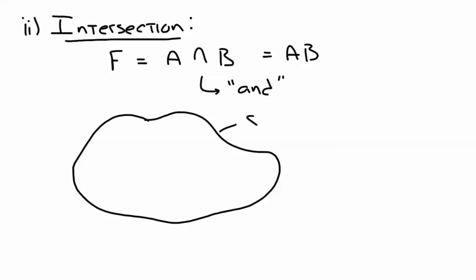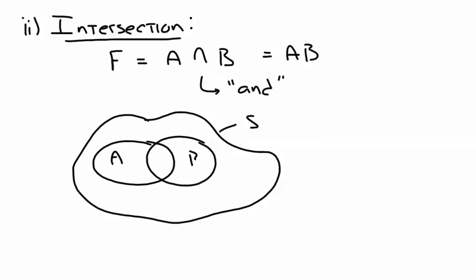So from a Venn diagram approach, if this is set A and this is set B, then this area here represents the intersection. That is intersecting set F. All right. The red hatched area represents those collection of elements which are simultaneously in set A and set B. All right.